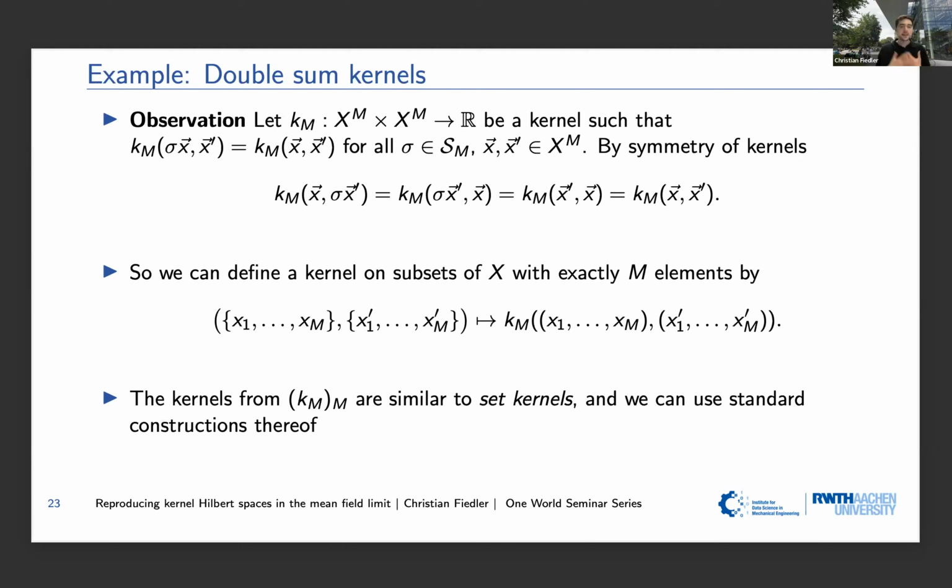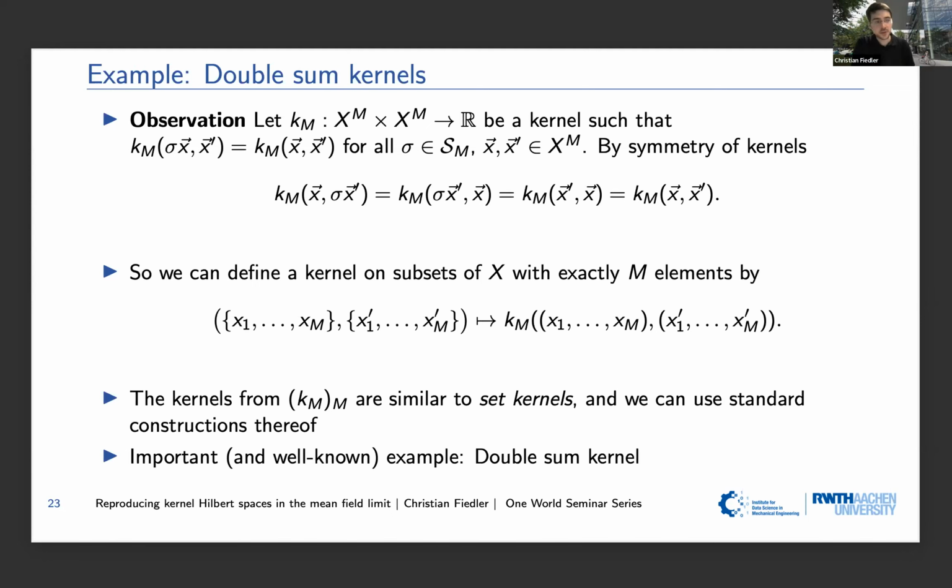So in other words, the kernels we are interested in are similar to set kernels. But note, set kernels can also handle cases where you have sets with a different number of inputs evaluated on the kernel. But again, it seems to be similar to set kernels. So if we can basically use a set kernel, this would provide us with another potential example of such a kernel suitable for the mean field limit.